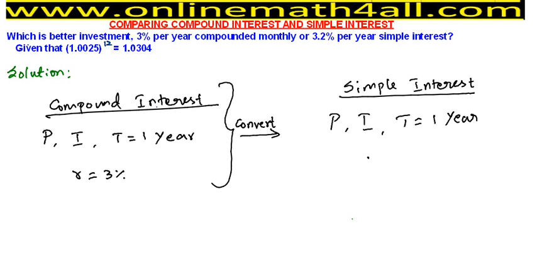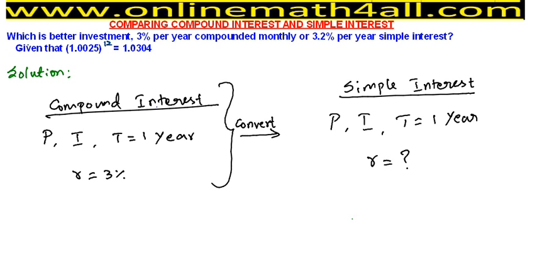And here our next question is, what is the rate of interest? Definitely the rate of interest will not be 3%. The 3% rate of interest is given for compound interest. Here we convert this compound interest into simple interest. When we convert compound interest into simple interest, definitely the rate of interest will be different from the interest rate given in compound interest. So here it will not be 3%, it will be something different. That we have to find.